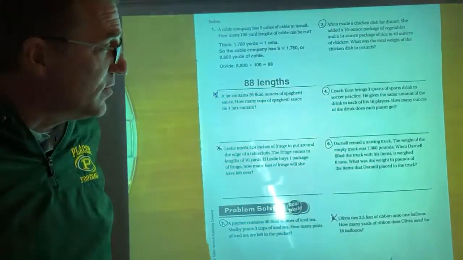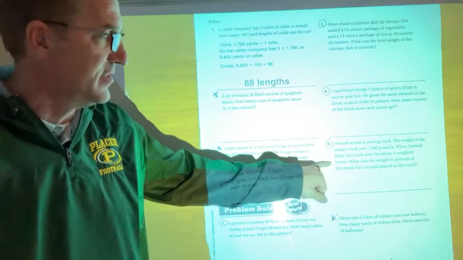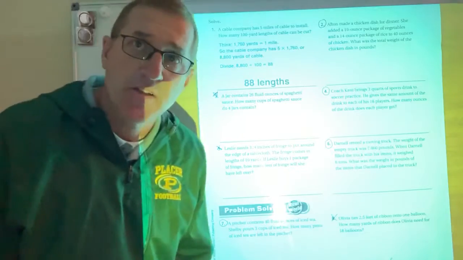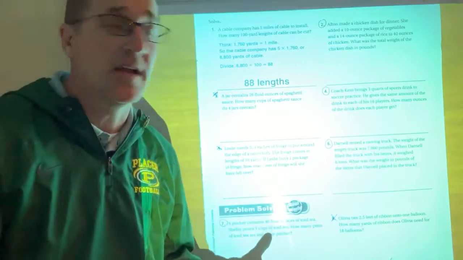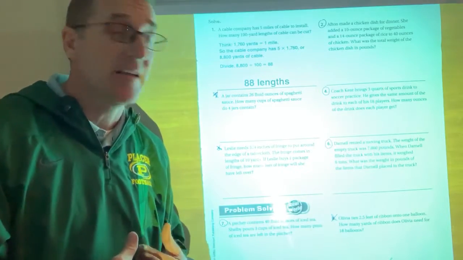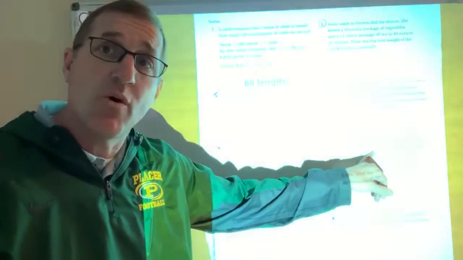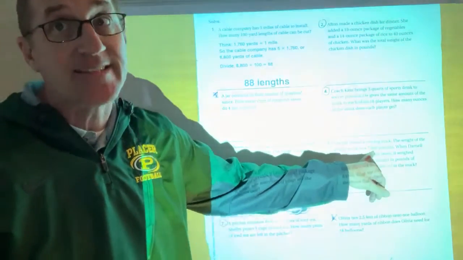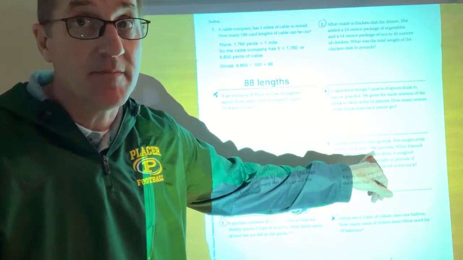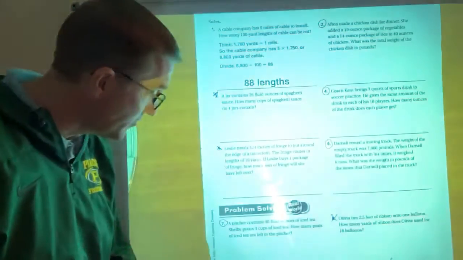Darnell rented a moving truck. The weight of the empty truck was 7,860 pounds. When Darnell filled the truck with his items, it weighed 6 tons. What was the weight in pounds of the items that Darnell placed in the truck? So it ends up being 6 tons, right? So I've got to figure out how many pounds that is. And if it already had 7,860, I need to find the difference between that and 12,000. If I need to find the difference, that's what kind of problem? I've asked this question many times. You're right. It's subtraction. The difference is the answer to a subtraction problem.